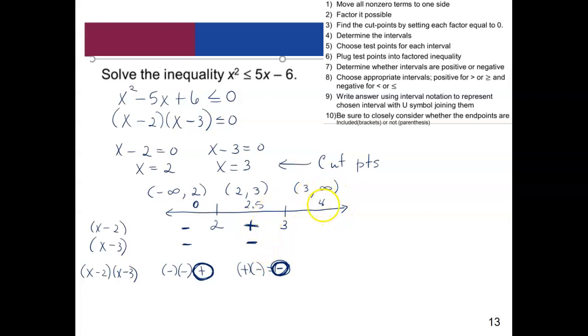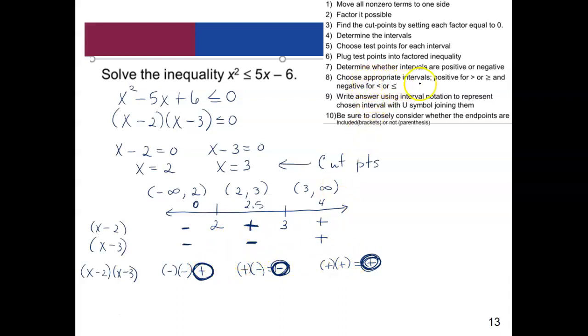Okay, moving on to this one, I said 4 was my test point, so if I plug 4 into this first one, I'm going to get a positive. If I plug 4 into the next one, I'm also going to get a positive. And we know that a positive times a positive is going to equal a positive. Okay, so what we've done is we've determined whether the intervals are positive or negative. A lot of times they will alternate. That's not going to happen every time. So be careful about assuming that they alternate.